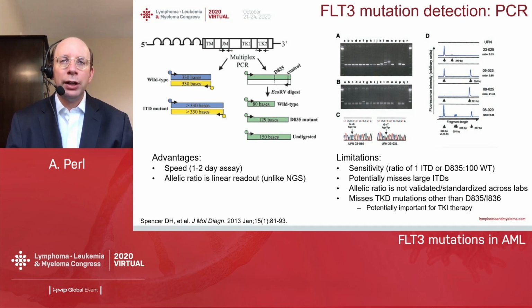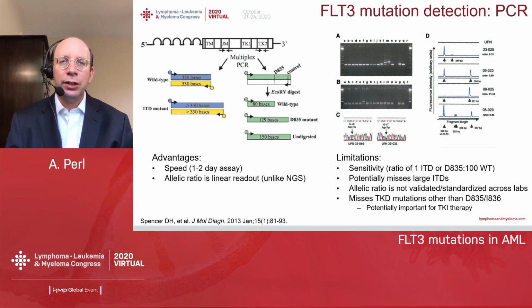Additionally, early on, it was noted that patients who had a high allele burden of FLT3, and this was expressed by the ratio of FLT3 ITD to wild-type FLT3, had a more aggressive course, a higher relapse rate, and worse survival. So the allelic ratio of FLT3 ITD to wild type became established as a prognostic marker.